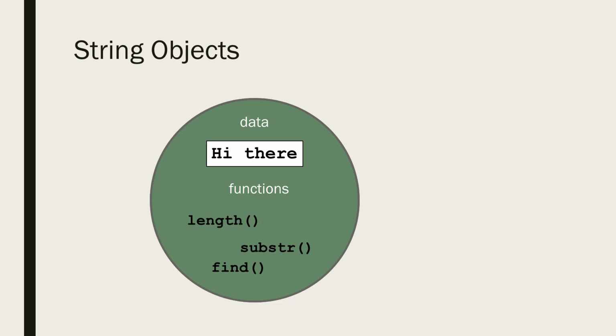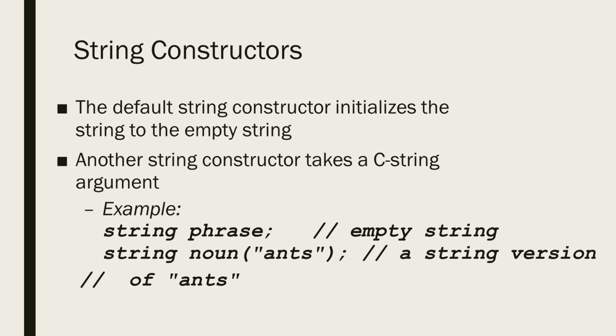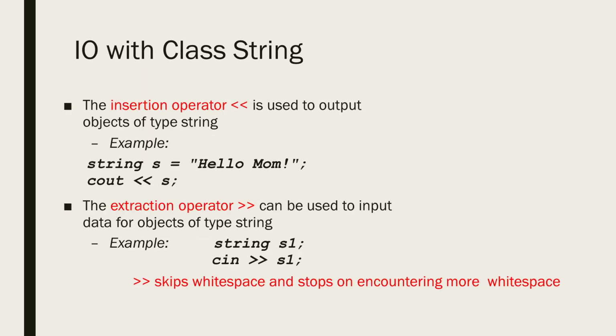Once you've created string objects, you can do things like add them together, which simply means to concatenate or join the strings together. You can construct strings that are empty, or strings that contain characters in them at the time that you declare them. With the insertion operator, you can print out a string.